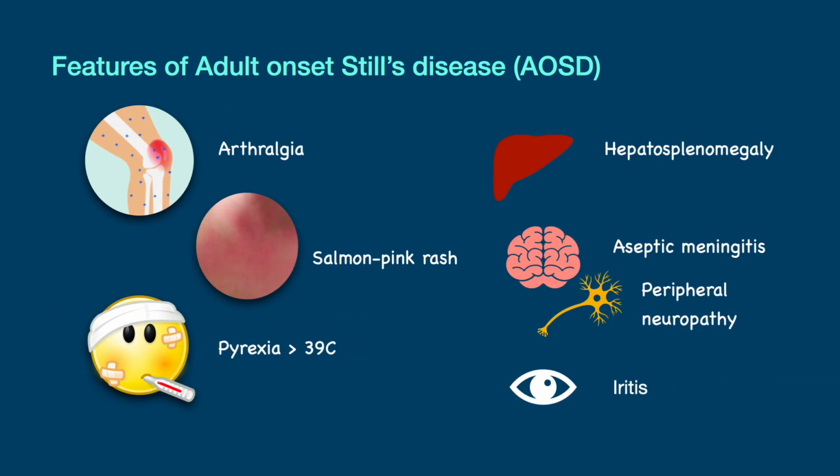Among the features that you'd expect to see include arthralgia, a salmon pink maculopapular rash, which is most prominent when presenting with fever, often seen only when the patient is febrile and easily missed. There would be pyrexia of temperature more than 39 degrees Celsius, especially in the afternoon and evening. Also not to miss, presence of lymphadenopathy, hepatosplenomegaly, and there's often an accompanying sore throat and myalgia. Rarely, there might be aseptic meningitis, cranial nerve palsies, iritis, and peripheral neuropathy.